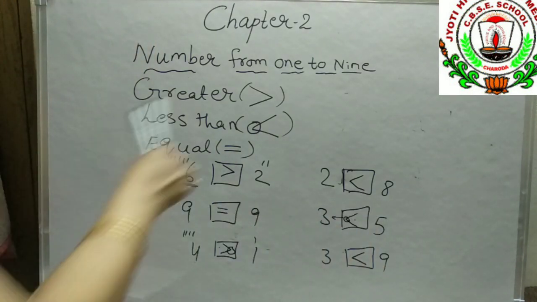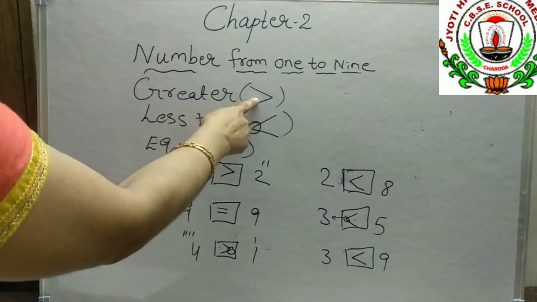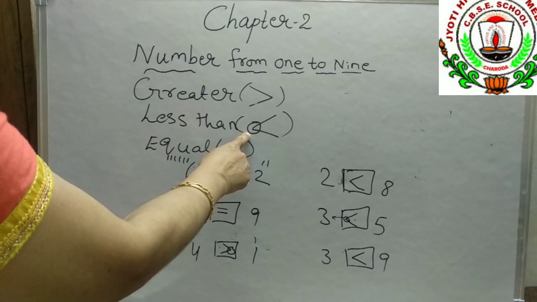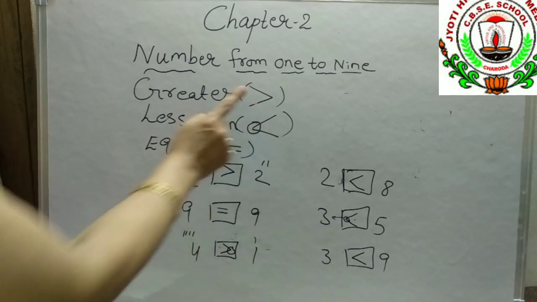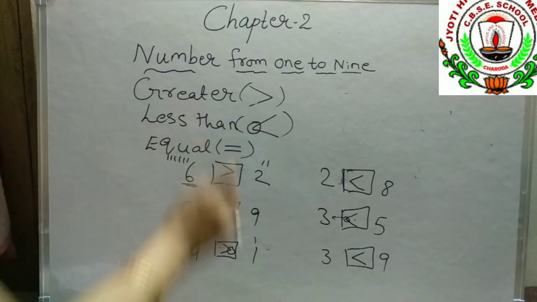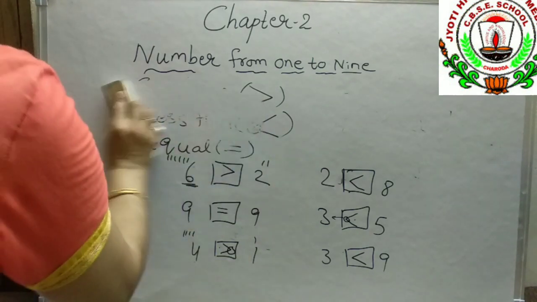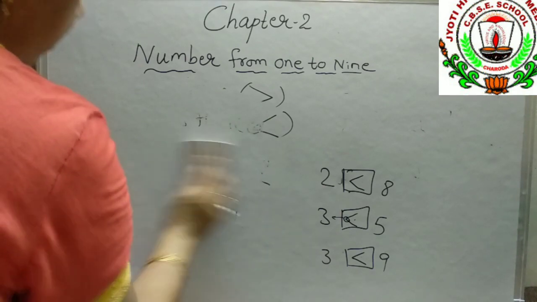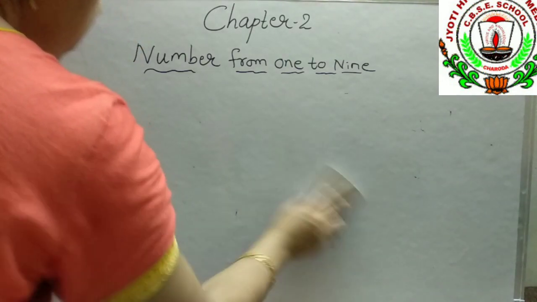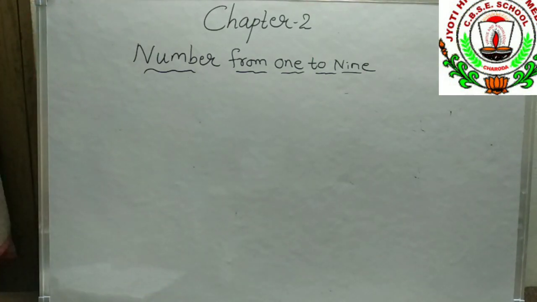So greater than means this sign. The mouth should be open toward the greater number. Less than means this sign, and the backward portion of that sign should be toward the number which is smaller. Equal to means two sleeping lines. I hope students you have understood this. Next in this chapter I am going to tell you about after and before numbers.